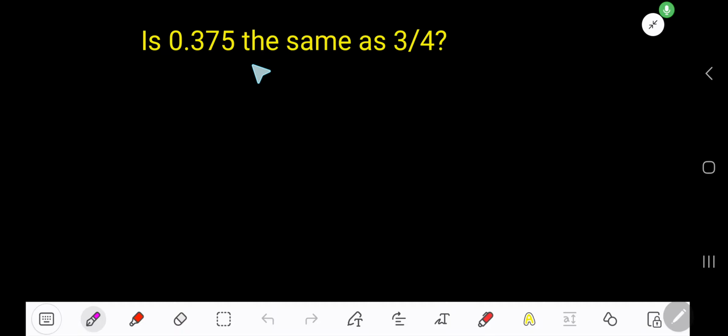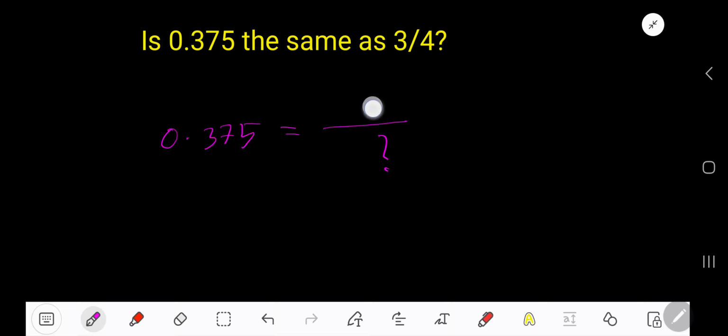Is 0.375 the same as 3/4? The answer is no. Let me give you the right answer. So convert this decimal to fraction.